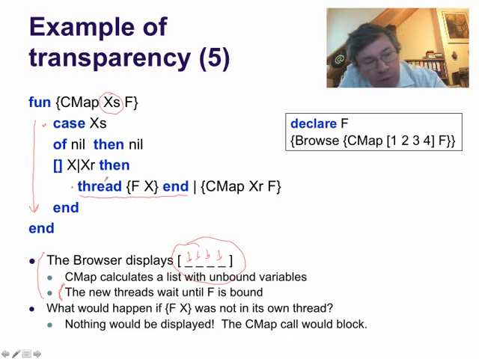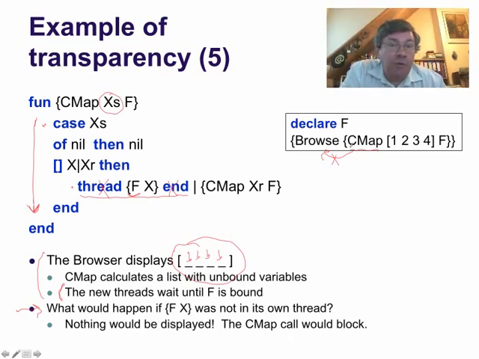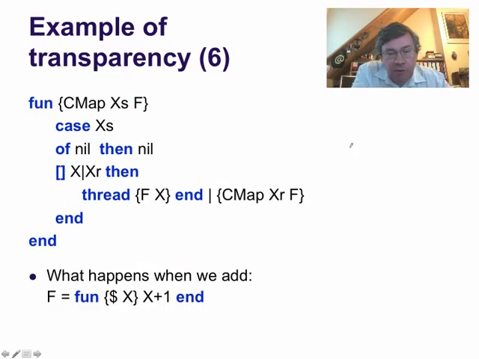Now, what would happen if we didn't have this thread end? What would happen if f of x were not in its own thread? Well, in that case, the thread that's actually executing CMap would block right here. And in fact, we would never even get to do the browse. We would block inside of CMap, so nothing would be displayed. So you see, the effect of adding the thread is to let the execution go a little bit farther with the information we have. So we know the output is a 4-element list, even though we don't know the values yet. Now, let's continue execution. What happens now when we bind f, the function? A function that takes an argument x and returns x plus 1.